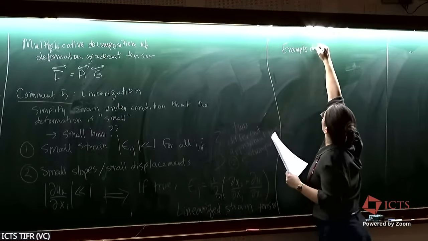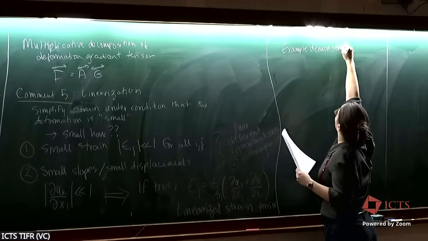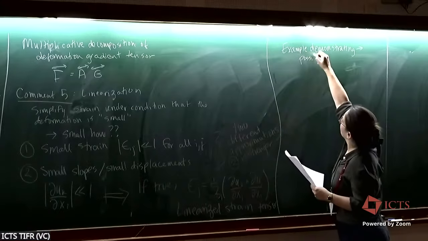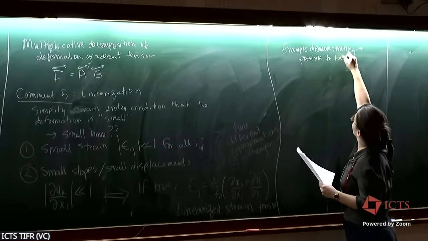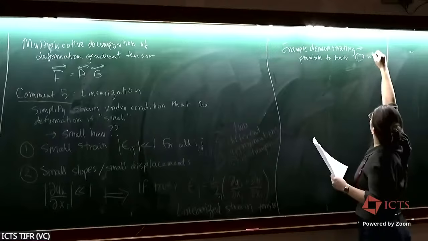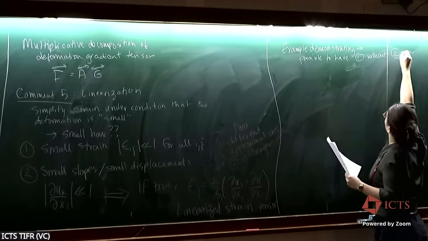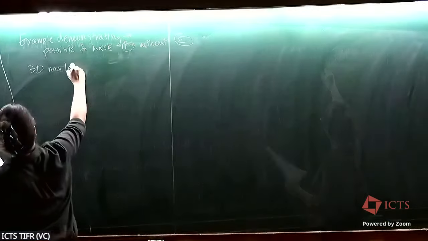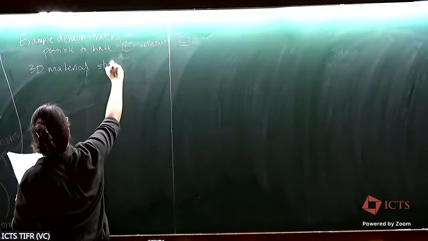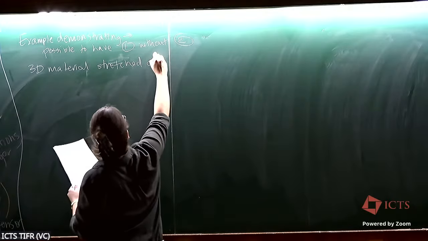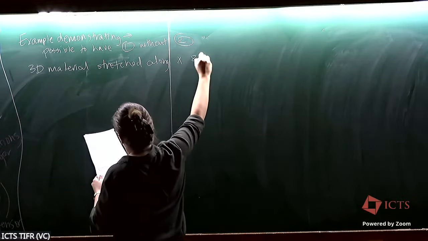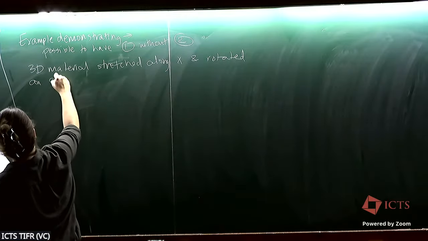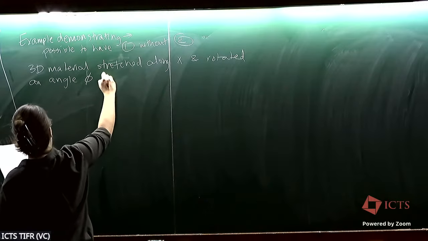Example demonstrating that it is possible to have one without two. So a nice way to do this is to consider a 3D material that is stretched along X and rotated an angle phi about Z.